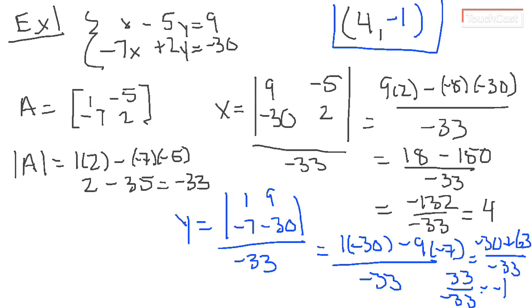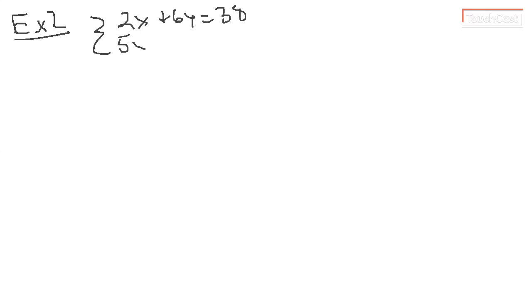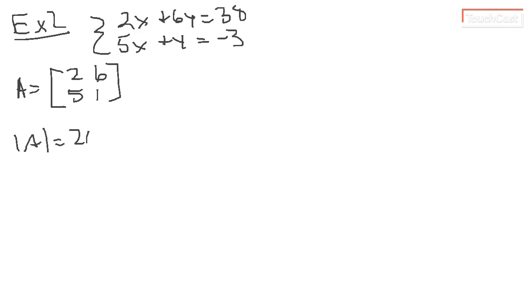Now we're done with that one. Let's look at example 2. On example 2, we have the system 2x plus 6y equals 38, and 5x plus y equals -3. So now we're going to write our coefficient matrix A. We're going to have the first row 2, 6. The second row we're going to have 5, 1. So then we find the determinant of A. So we go 2 times 1 minus 5 times 6. 2 times 1 we know is 2, minus 30 is going to be -28.